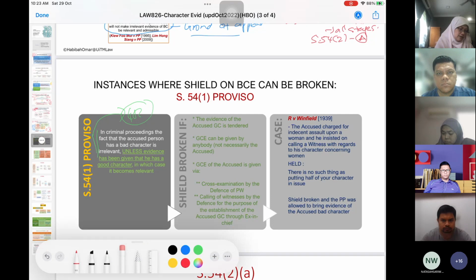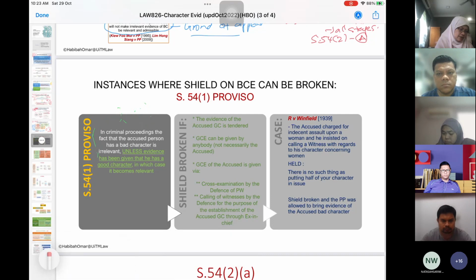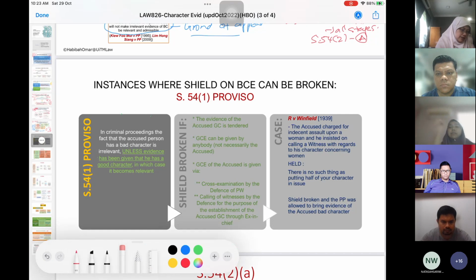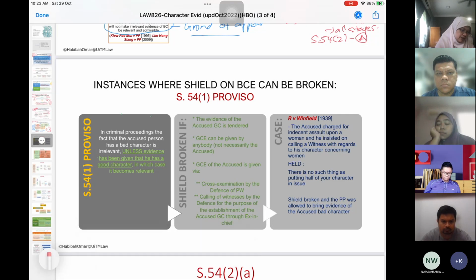Warna ni pula. Tukar warna merah. This one.